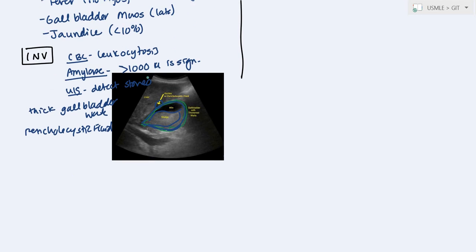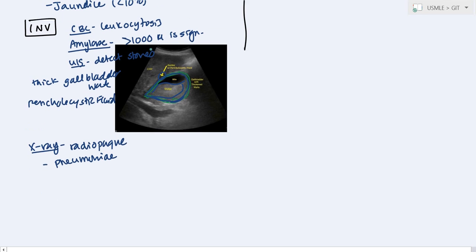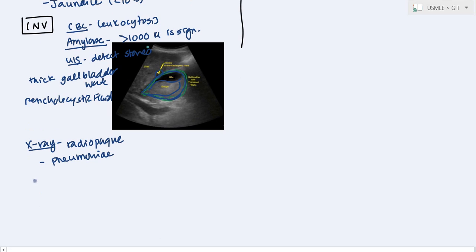Now you'd also want to do an X-ray. Upon X-ray, of course you can see the radiopaque stones, but again, ultrasound does that pretty well. But actually what you also want to take a look at is to make sure there's no pneumonia in the lower lobe, because sometimes one complication is that it extends into the lungs and causes pneumonia. And you're going to do CT if there's any perforation or empyema. So the CT is mostly just to evaluate complications, not to diagnose.